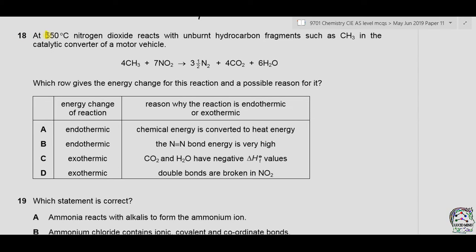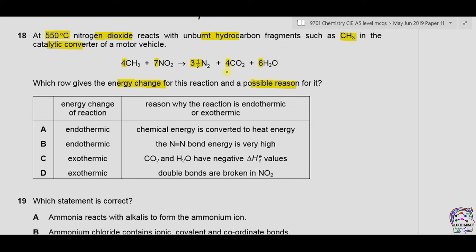Question 18. At 550 degrees centigrade, nitrogen dioxide reacts with unburnt hydrocarbon fragments such as CH3 in the catalytic converter of a motor vehicle. We can see the chemical reaction. 4 moles of CH3 combined with 7 moles of NO2 to form 3.5 moles of nitrogen, 4 moles of carbon dioxide and 6 moles of water. Which row gives the energy change for this reaction and a possible reason for it?